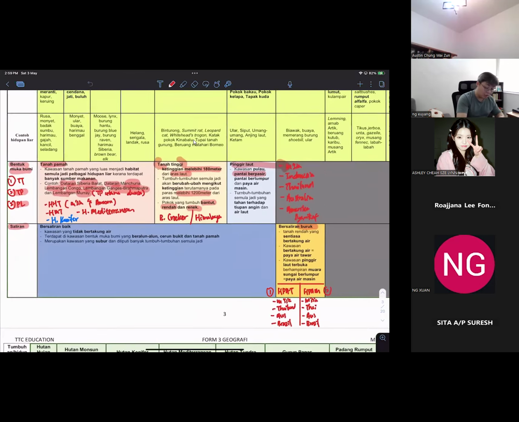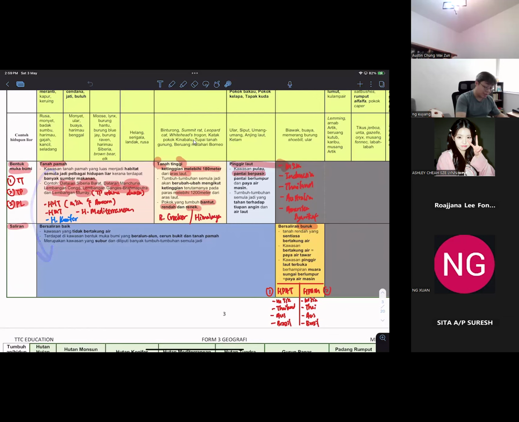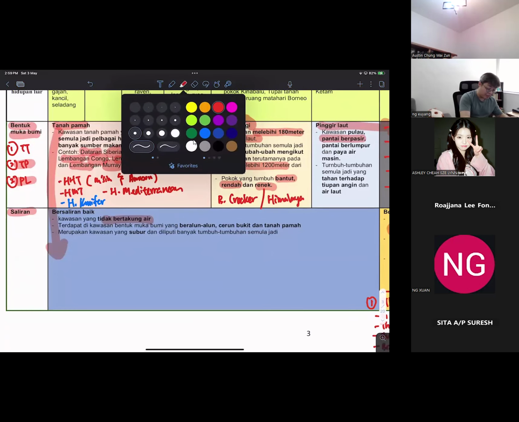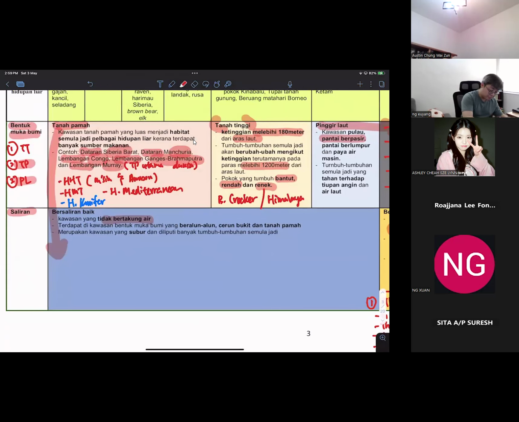So that's why Saliran Baik always try to refer to your Tanah Pamah. So guys, you guys can jot down in your page number 3. Tanah Pamah is always Saliran Baik, yang tidak bertakung air. So Saliran Buruk sentiasa bertakung air. So what is hutan yang tidak bertakung air? We have it from hutan hujan tropika. Okay, hutan monsun tropika, hutan conifer, and then your hutan Mediterranean.